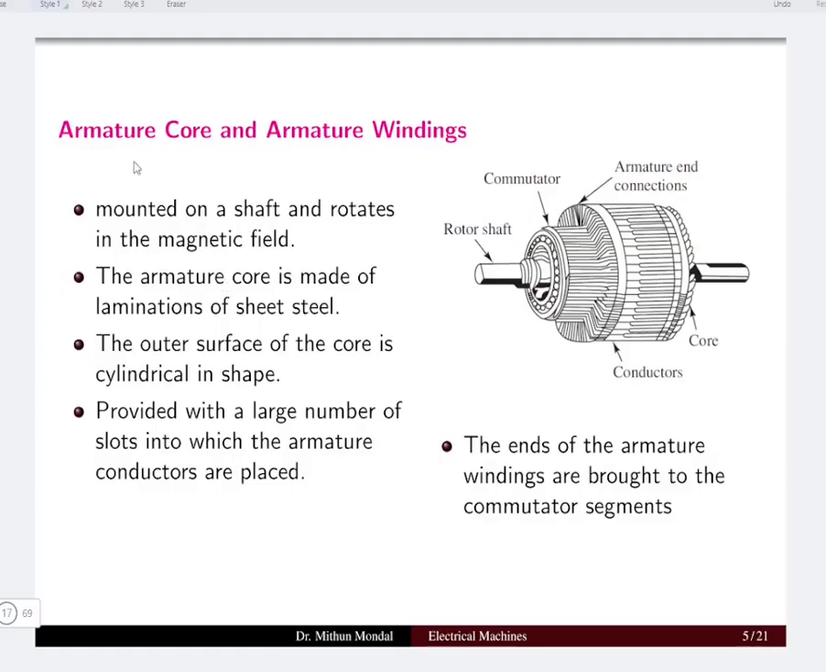Now if we talk about the armature core and the armature winding, here we can see the construction of the armature.